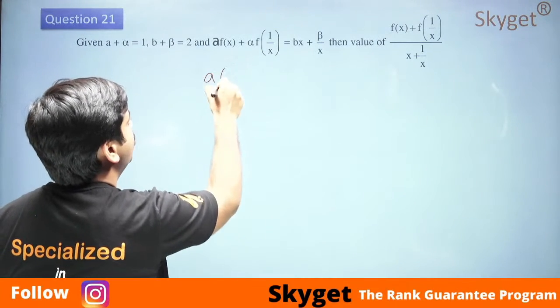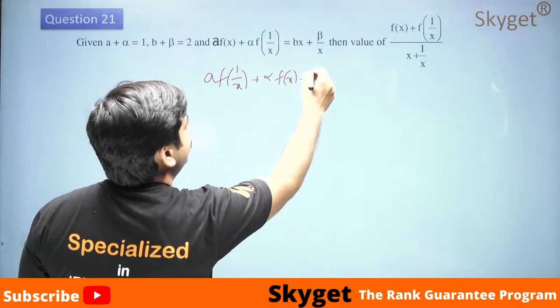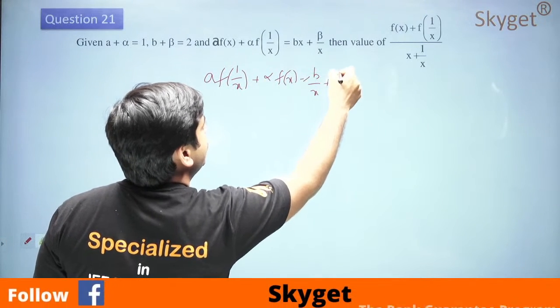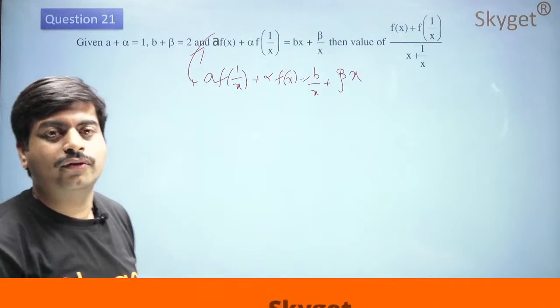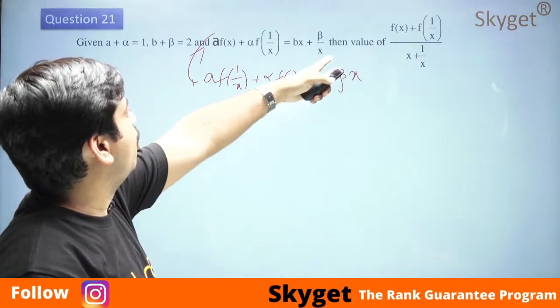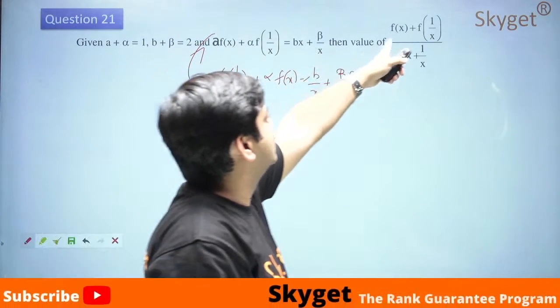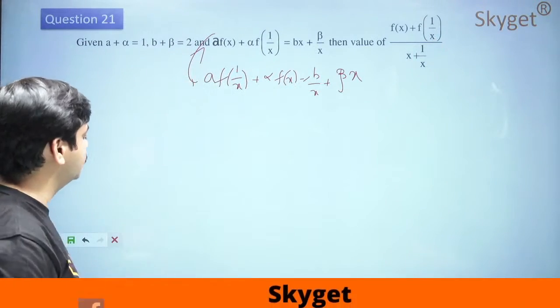That means a times f of 1 by x plus alpha times f of x is equal to b by x plus beta x. This is one more equation. So you have two equations to solve for the values of alpha and beta, or a and b. The same thing, f of x is there, f of 1 by x is there. So let us see what happens when you try to solve these two.